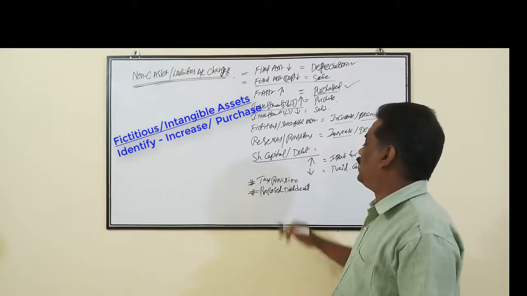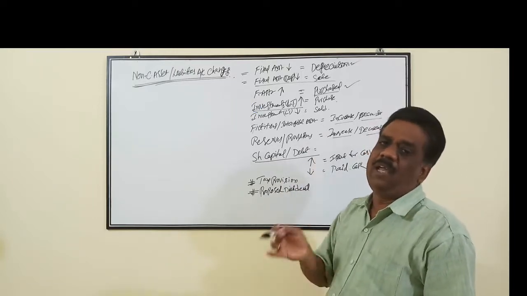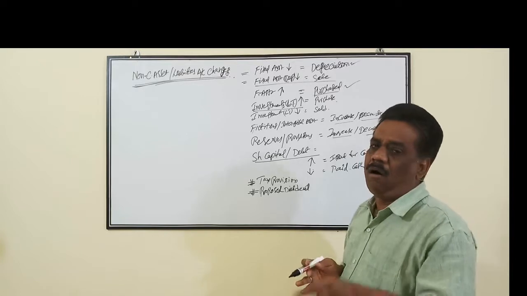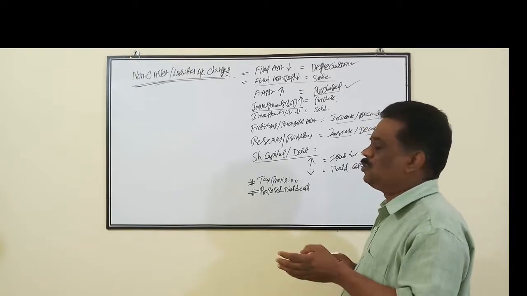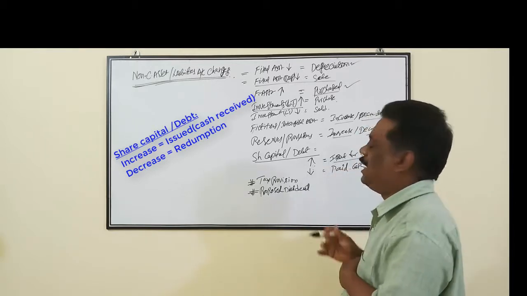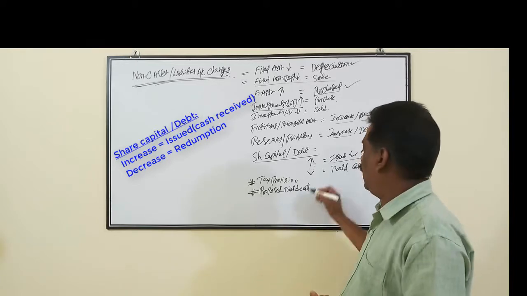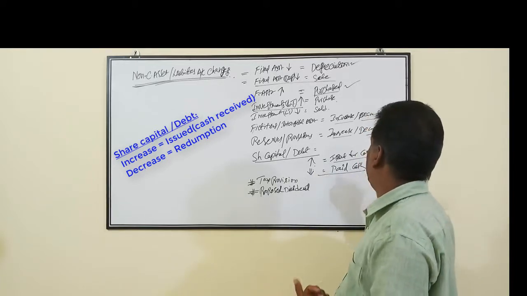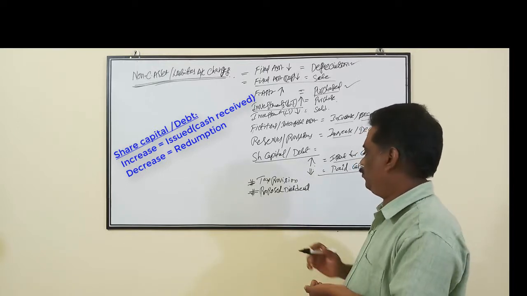Next one is share capital or debt. It may be equity share capital or debt, debentures or long-term loans. In those four accounts, if any increase is there, it is issued for cash, cash is received, fund is incoming, and if any decline is there, cash is paid, nothing but outflow of funds.